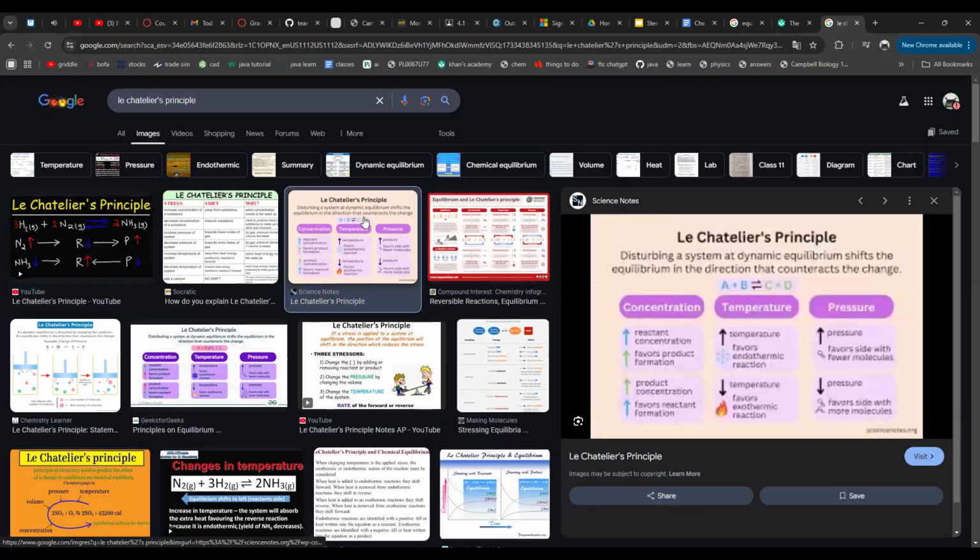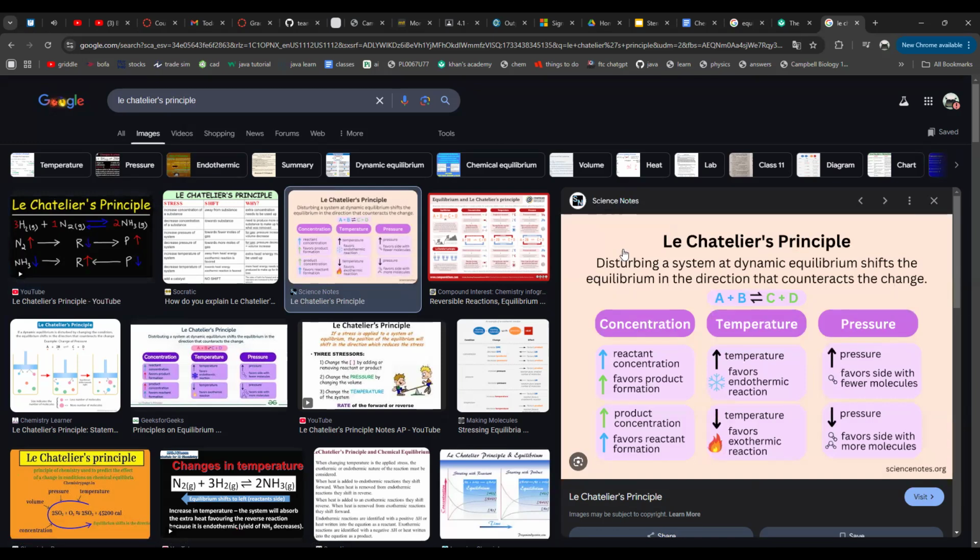The more formal definition is that disturbing a system at dynamic equilibrium shifts the equilibrium in a direction that counteracts the change. So if you have more reactant concentration, then it's going to want to form more products and vice versa. And this also functions with exothermic and endothermic reactions. So what happens in exothermic reactions? Is heat released or is it absorbed? Released, yeah.